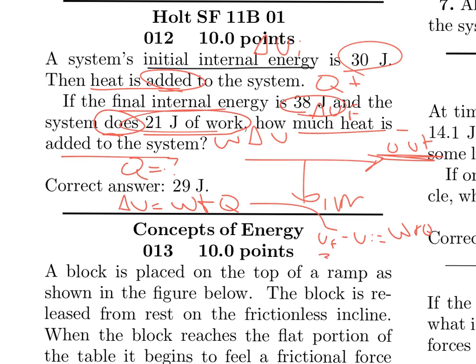Okay, my final was 38. My initial was 30. My work was negative 21 because it's going out, and boom, boom, boom. So I just moved stuff around by adding 21, boom. And we've done this already. You end up with this guy right here.